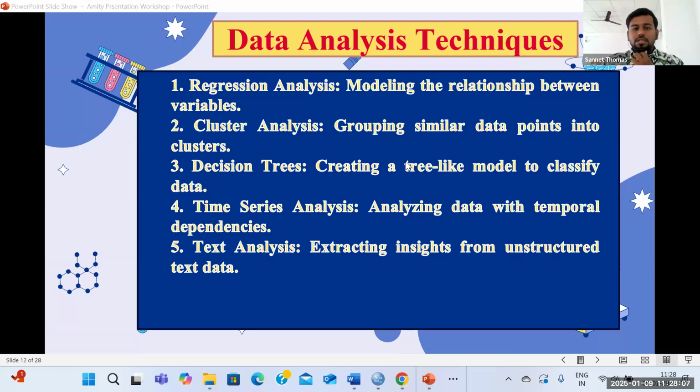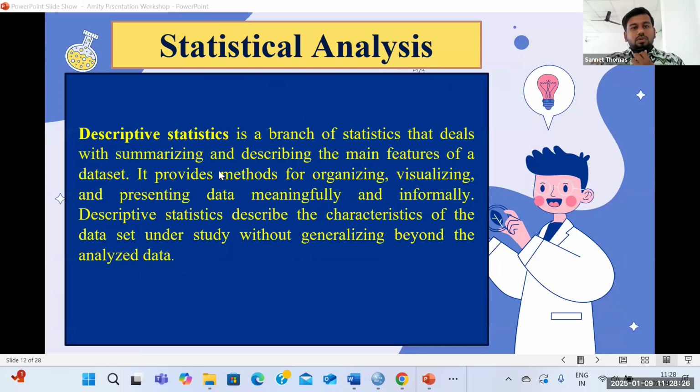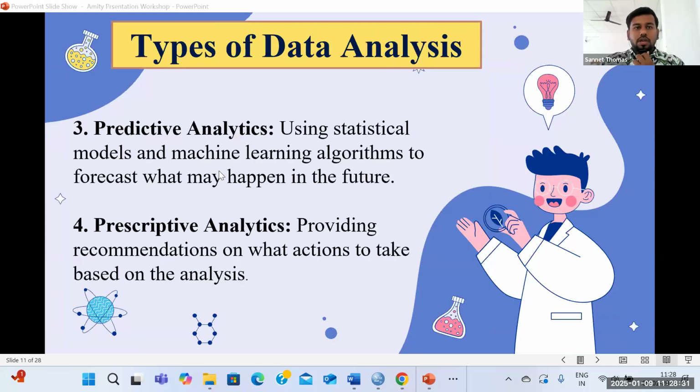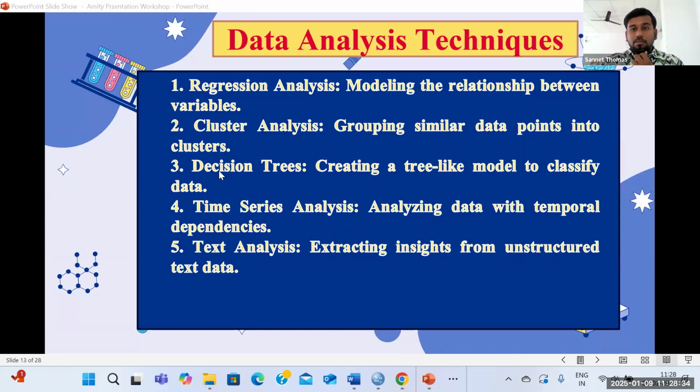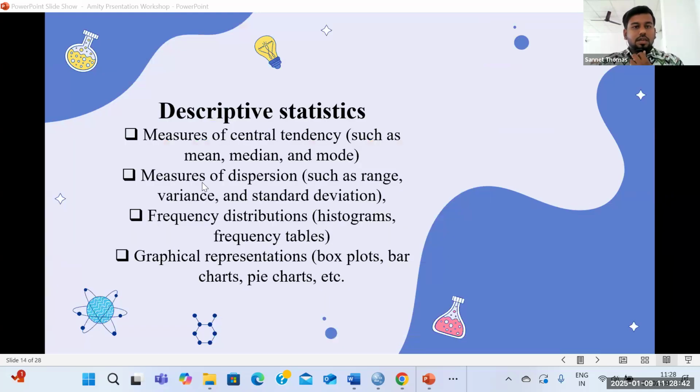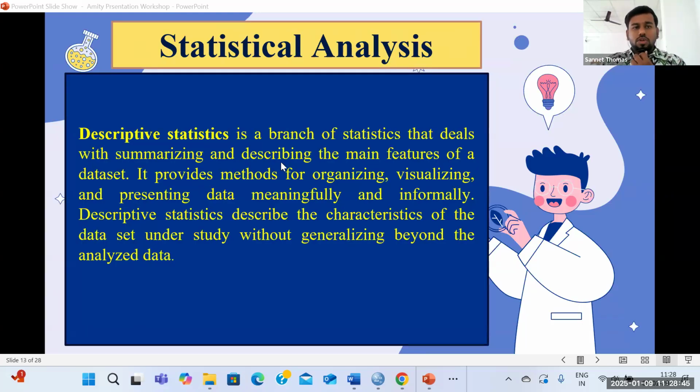Then the text analysis. Text analysis means extracting insight from unstructured text data, for example, the systematic review, and the review analysis, all such things come under the text analysis. So these are the basic analysis techniques, or the types of analysis that come under research methodology. If we specifically talk about statistical analysis, we have to see two types of analysis.